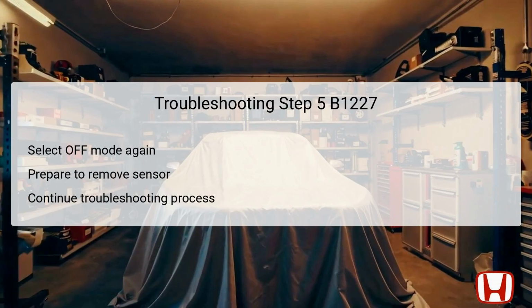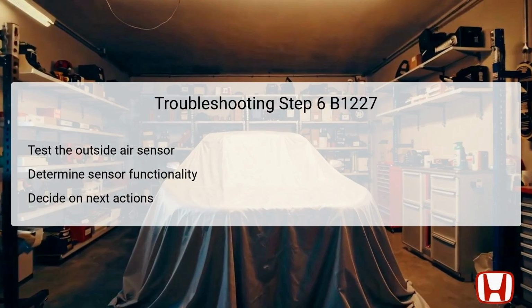Once the sensor is removed, the subsequent step will involve performing tests outlined in the diagnostic procedures to ascertain its condition accurately. At this stage, you will test the outside air temperature sensor to assess whether it is functioning correctly. This step is crucial because a malfunctioning sensor can lead to inaccurate readings and subsequent climate control issues.